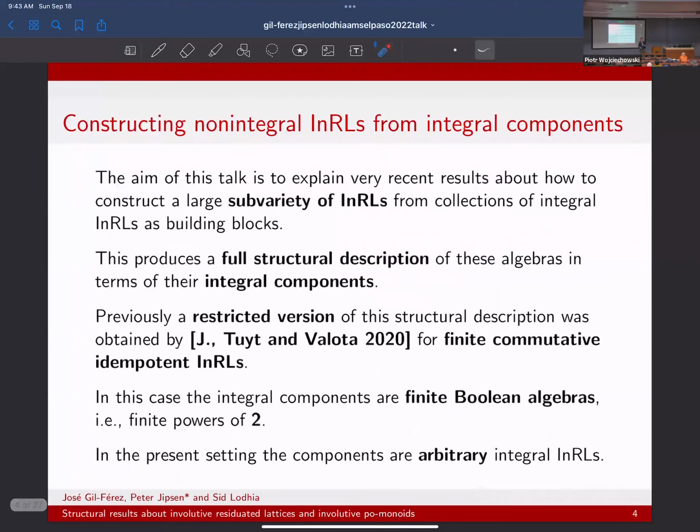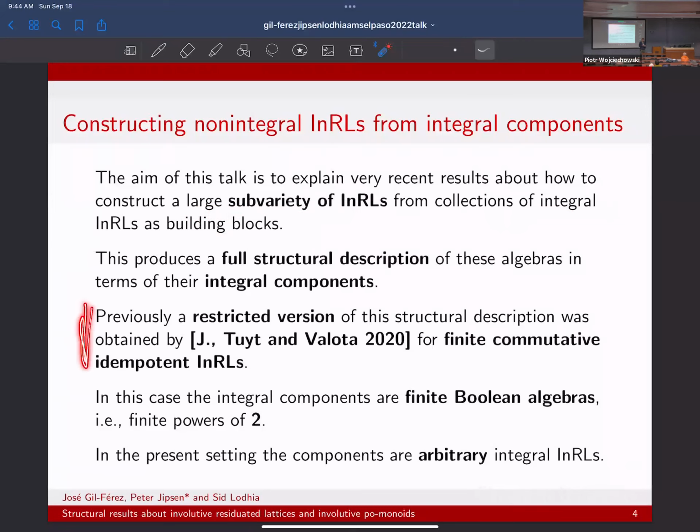Now, what are we interested in this talk? I'm going to show you how to construct non-integral involutive residuated lattices from integral components. So even though we don't have a good classification for all the integral ones, we actually, in a certain subvariety of involutive residuated lattices, know precisely how to construct the remaining ones of that subvariety from these integral components. And this is the new result. In this large subvariety, which will be properly defined, you can get all of the algebras from the integral building blocks, and it produces a full structural description of these algebras.